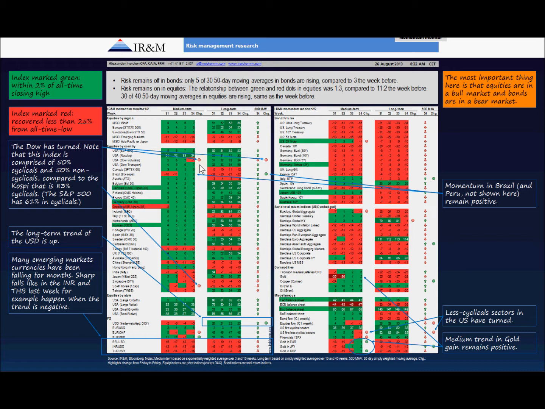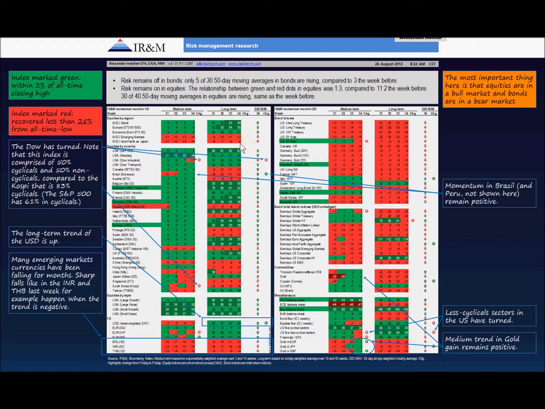In this particular week, there were extremely few changes, which means these orange boxes are sort of like more important statements. So with respect to equities and bonds, the bull market in equities is intact, and the bear market in bonds is intact too.